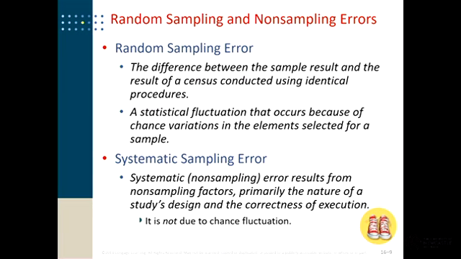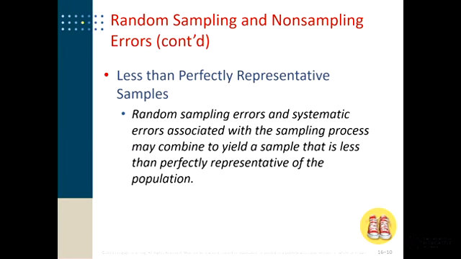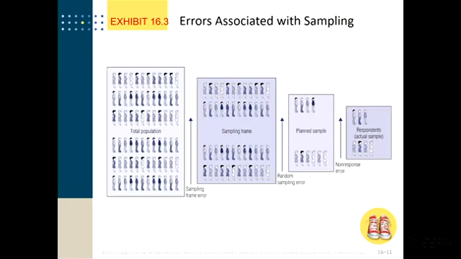Now, we talked about three types of error: sampling frame error, random sampling error, systematic sampling error. Combining these three errors, that means if we have all these three errors, sometimes it's possible the sample we get actually ends up being a less than perfectly representative sample. Let me explain this point with this diagram.